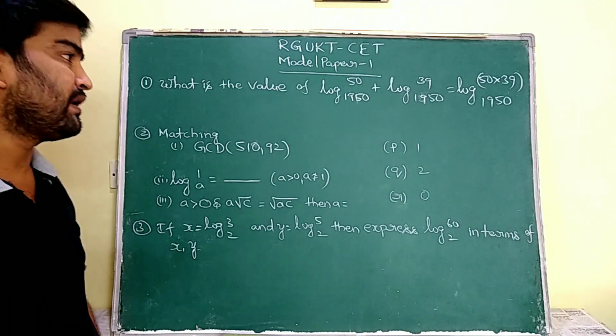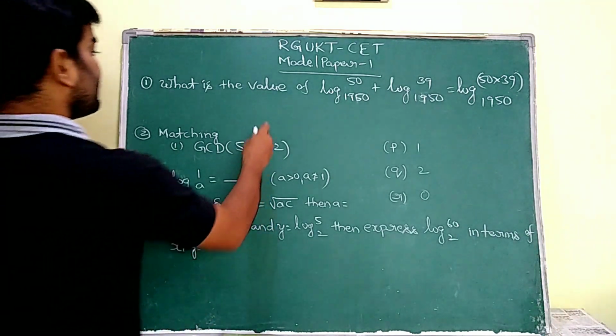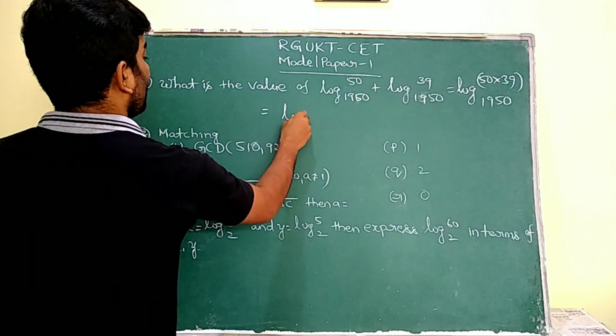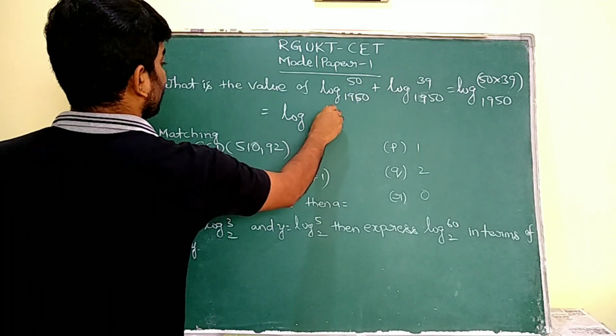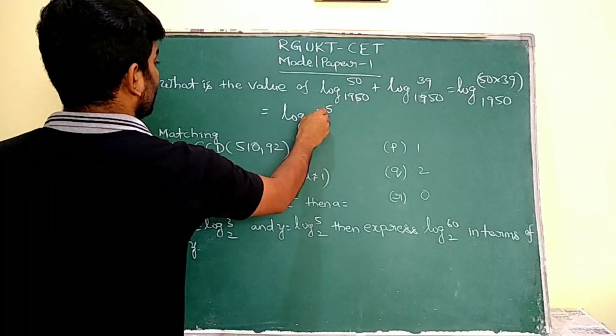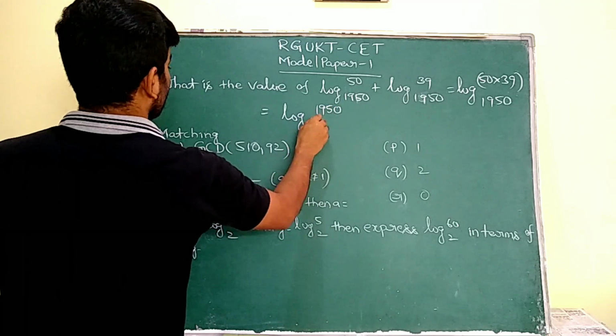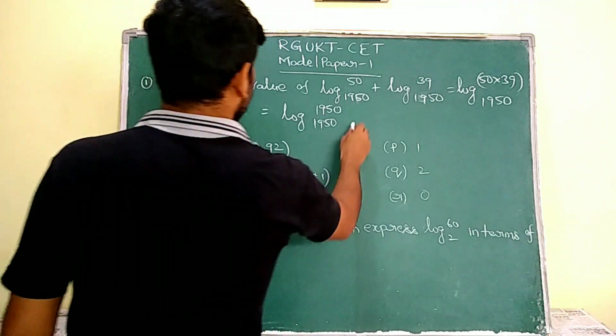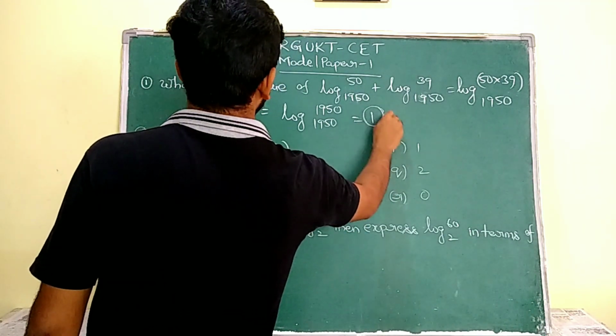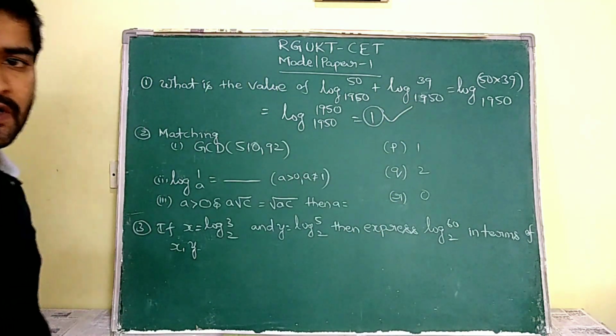Now multiply those. By multiplying, 5 9s are 45, 5 3s are 15, and 4 19 0. So we obtain log 1950 base 1950. So its value is 1.